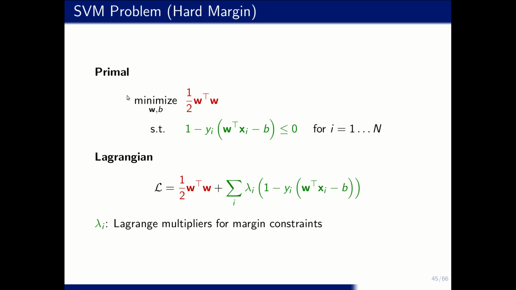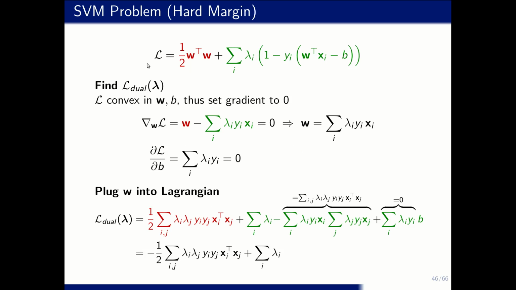If we have our problem in this standard form, then the Lagrangian is very easily compiled. It's just copy paste. We take the objective, put it here. We take the constraints and sum over them times the Lagrange multipliers, so lambda i is the Lagrange multiplier for the ith margin constraint. Very straightforward, and this gives us the Lagrangian. So we will work now with this Lagrangian. I put it again here.